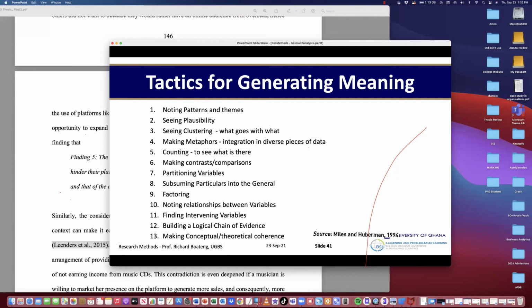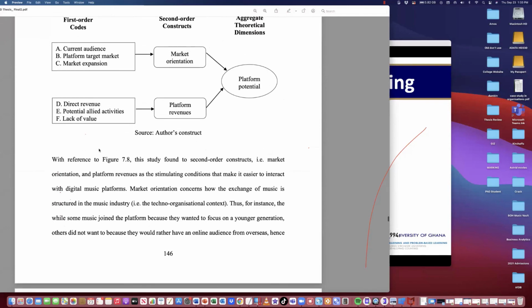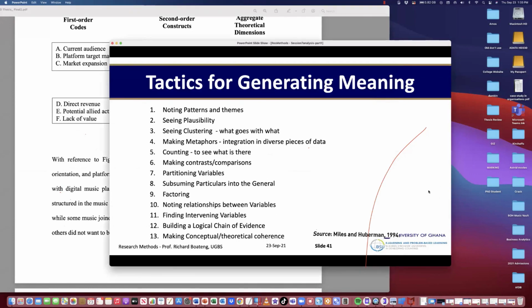Counting to see what is there. Sometimes the counting may be important. Making contrast and comparison. Partitioning the variables. That's the same thing you see in the diagram here. And then subsuming the particulars into a general. Then you also have factoring, generating factors or constructs out of what you have found. Noting the relationship between the variables, finding the intervening variable, whether something comes before others, and then building a logical chain of evidence through your case study report, your case study protocol, and then your data protocol, and then making conceptual and theoretical coherence.